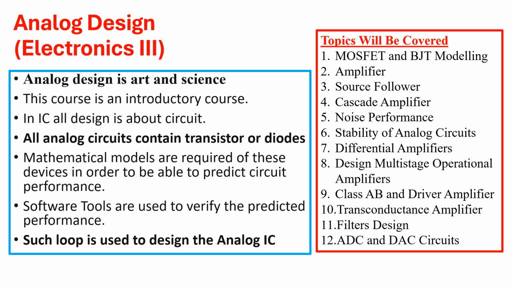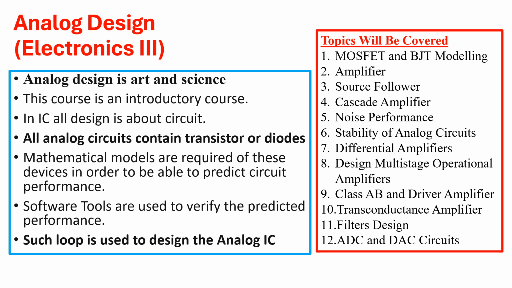Then we discuss the stability of analog circuits. Stability in an analog circuit refers to the ability of the circuit to maintain consistent behavior without oscillation or unwanted variation under varying conditions. Then we discuss differential amplifiers. Differential amplifiers amplify the difference between the two input signals while rejecting common mode noise, making them highly suitable in various applications.